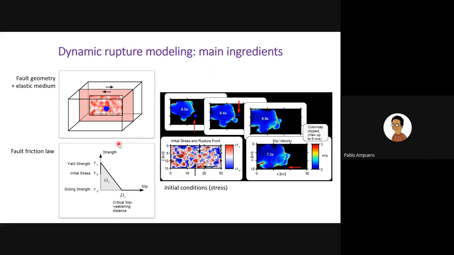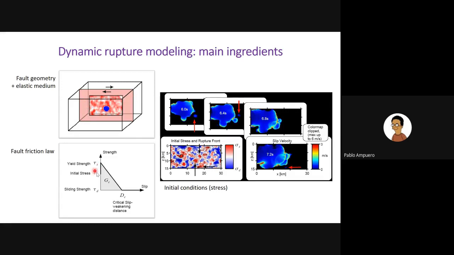These three ingredients here have certain degrees of uncertainties. Fault geometry is something that we can very well constrain at the surface when the fault is not a blind fault. Through seismic imaging or by looking at aftershocks or seismicity, we can try to constrain the geometry of a fault at depth.